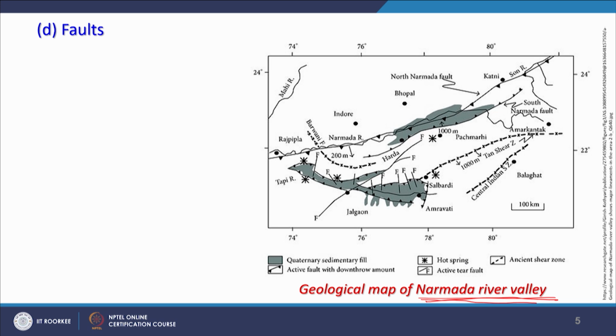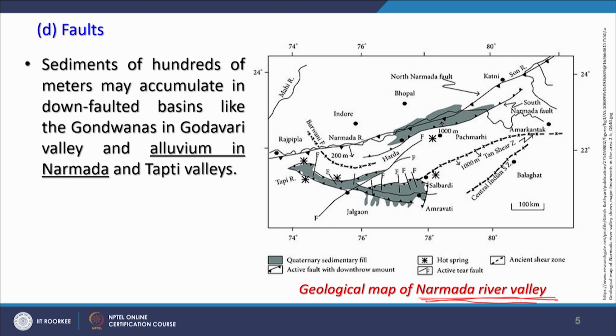So, these are the quaternary sediments, and these are the fill, or we say alluvial fill, and they are very good from groundwater point of view, because sediments of hundreds of meters may accumulate in a down faulted basin. When there is a faulting, one down throw side will go down, it may become a basin, which we are calling here a down faulted basin, and then there might be filling of sediments which even come from the up throw side, and that will be deposited. Similar kind of sediments which have been deposited in Narmada river valley are shown here in dark grey color.